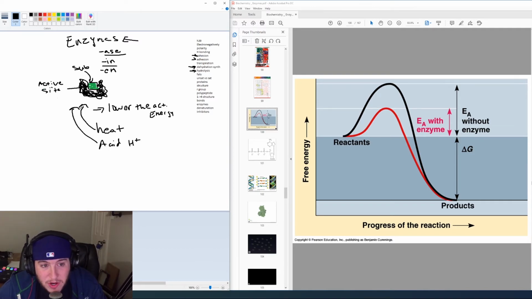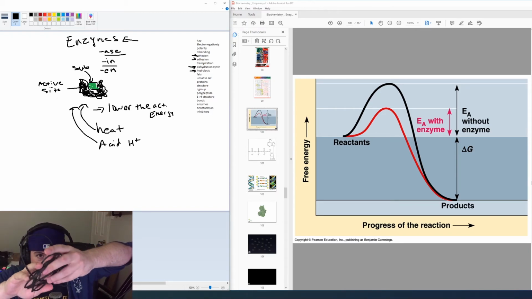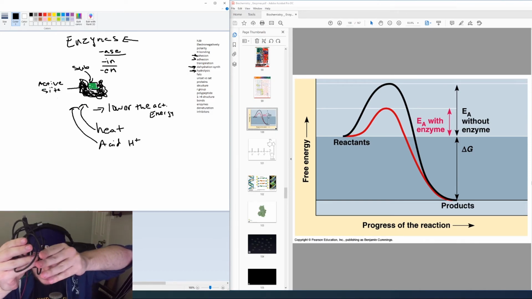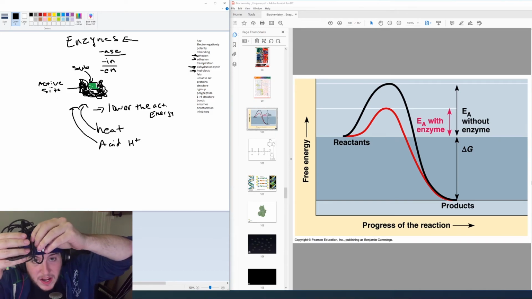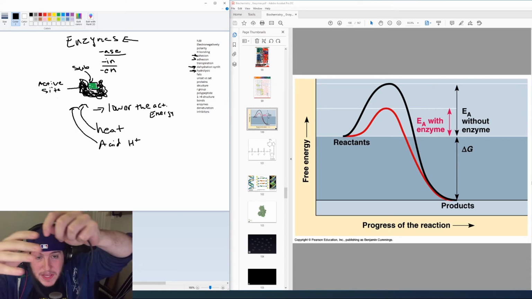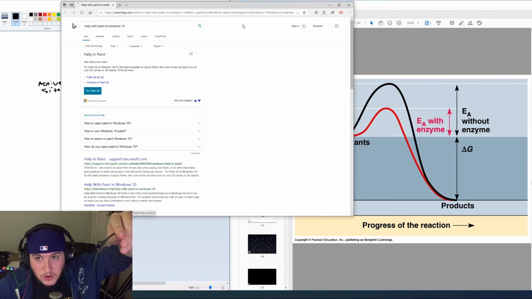So I could take heat or I could take acid, and I could add that into this enzyme. And what it's going to do is it's going to take my enzyme that I've got here that's all nicely folded and bonded together, and if it dissolves those bonds, it's going to go back to being my singular, oh, good Lord.